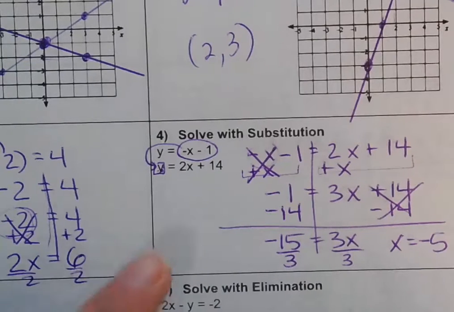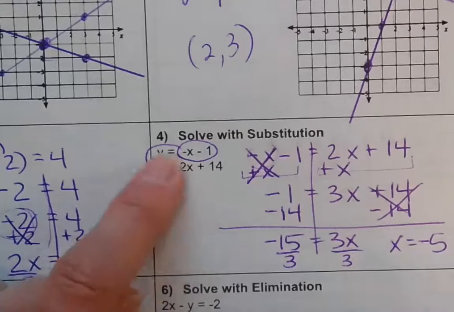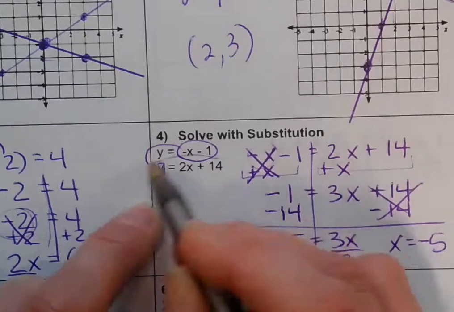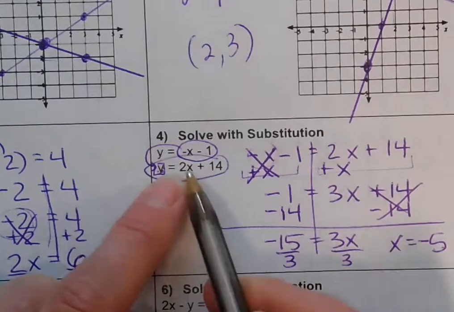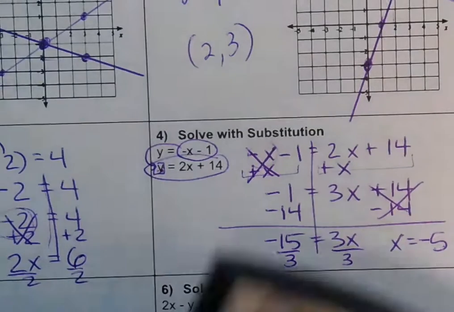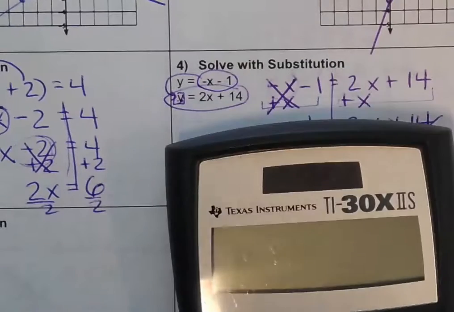Now I need to go back, and I need to solve for my y. So again, you can put it in either equation. I'm going to use the bottom one this time. Okay, so negative 5, and if you want to use a calculator, you can use a calculator, so you can punch in the whole entire thing.